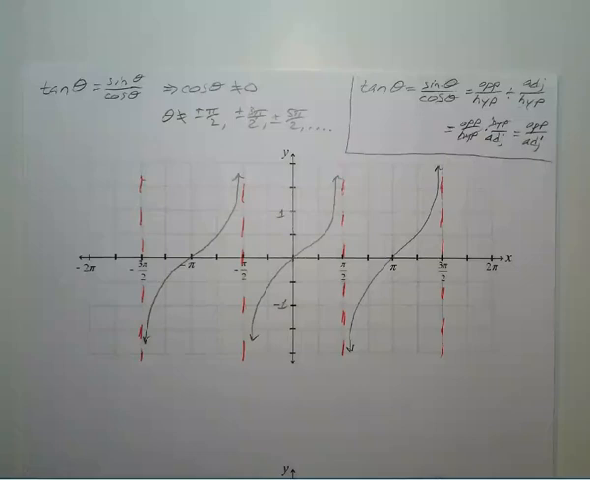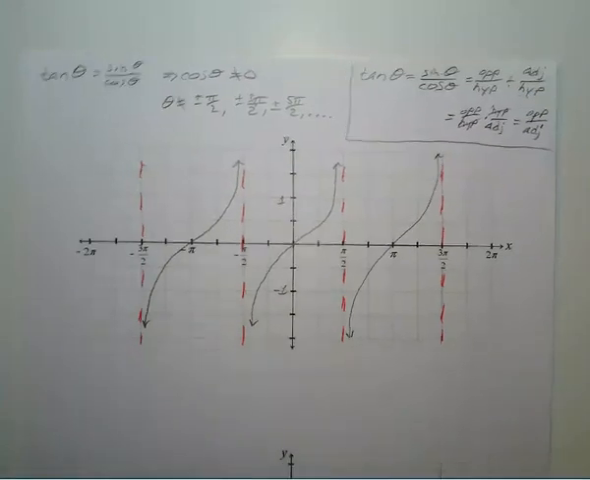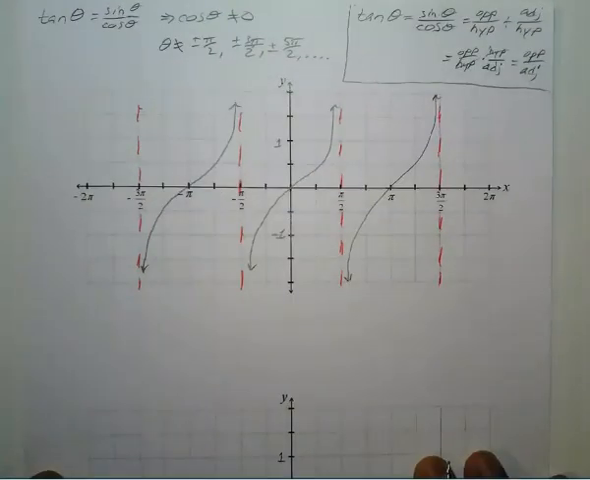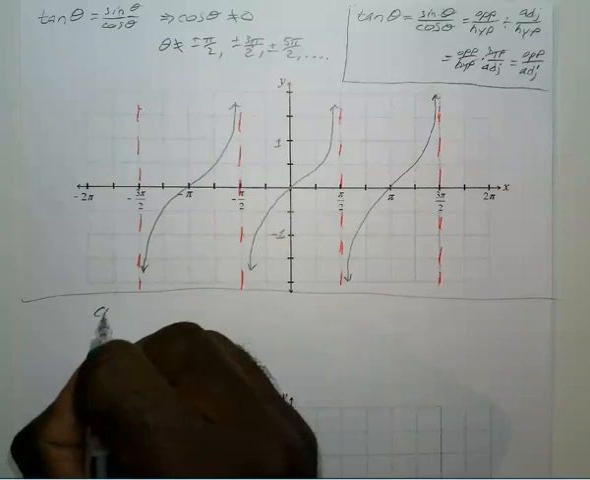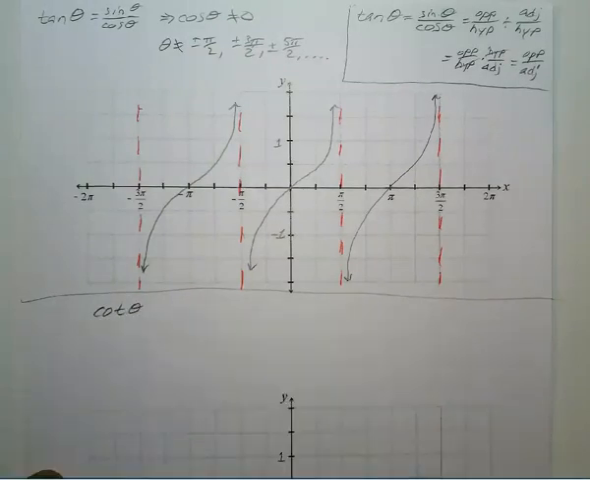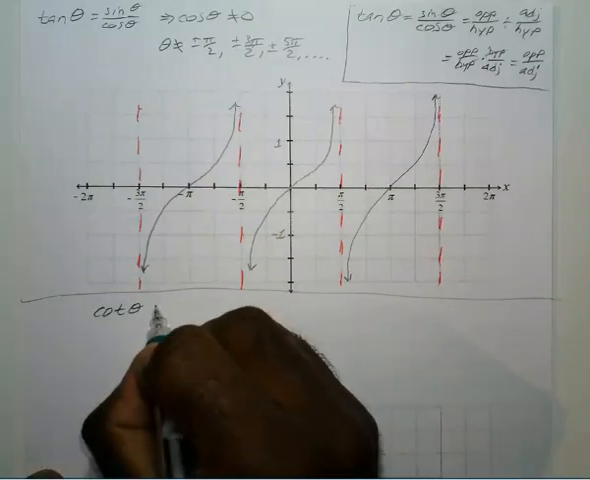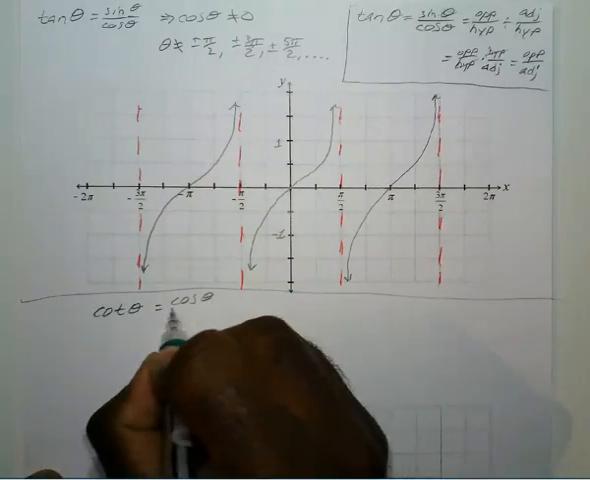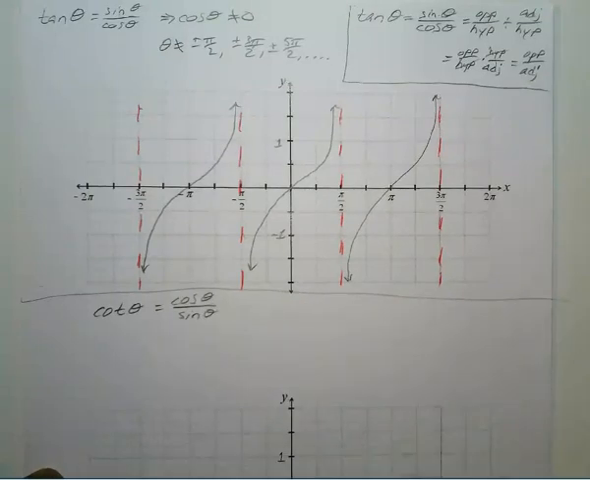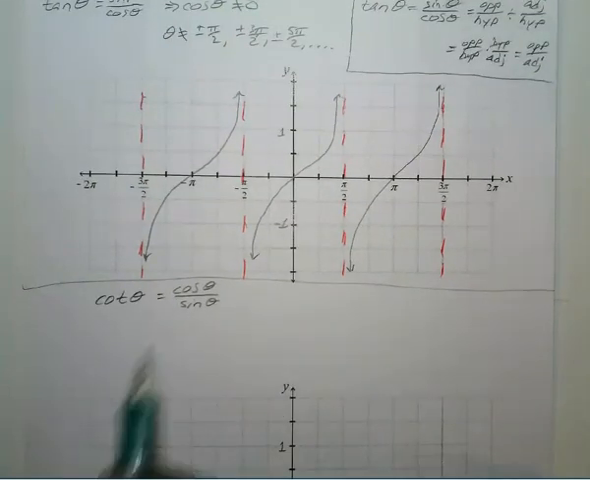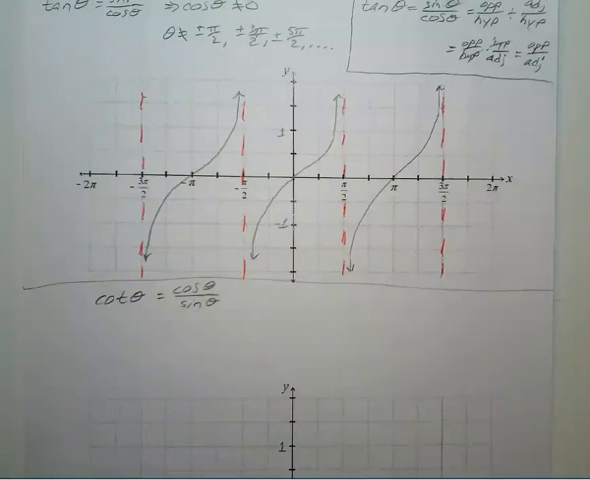Okay. Now cotangent of theta is pretty similar, but remember, cotangent of theta is just the reciprocal of tangent. If tangent is sine over cosine, then cotangent is just cosine over sine. Okay, what does this mean? Well, this means that sine cannot equal 0.